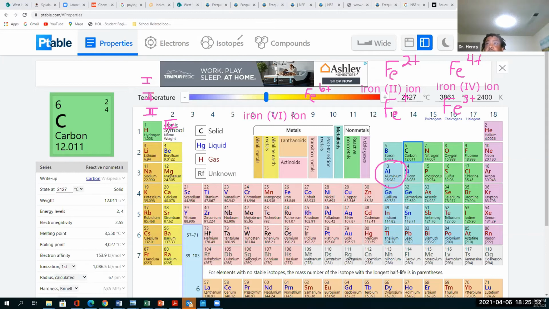So, for instance, if I have FeI3, okay? What is the ion for iron? And how would I name this compound?